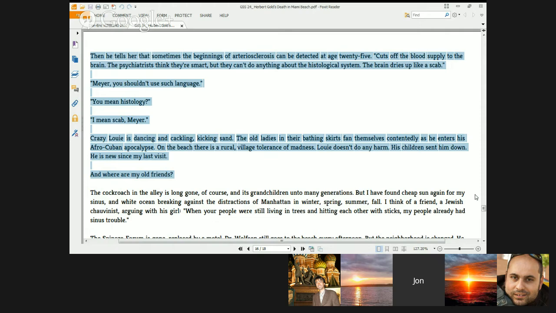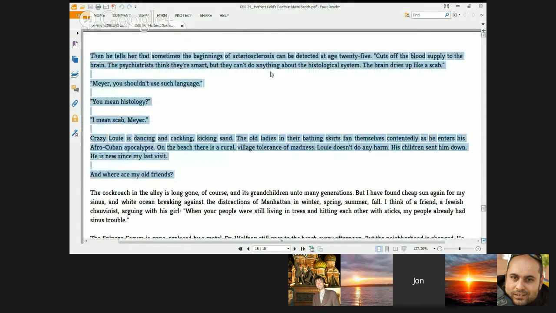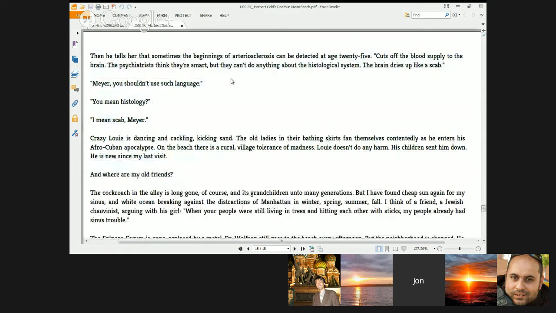Like a scab. You know, when you cut yourself, you get that skin, the scab that covers the cut. So this guy's really a pleasant conversationalist, right? They're watching Crazy Louie, and he starts talking about disgusting medical issues. This is Dr. Mayer talking to his wife, right? So, sounds like they have a good relationship.